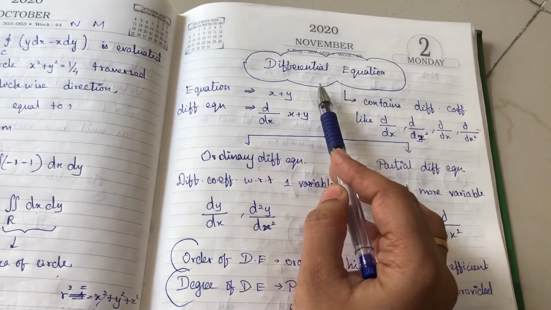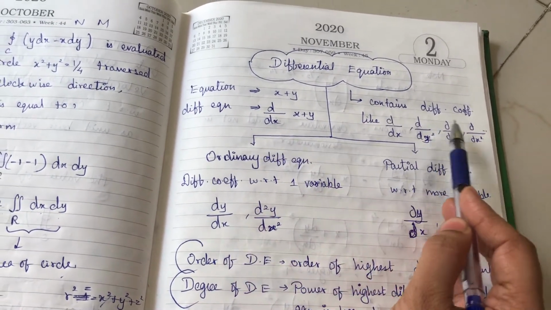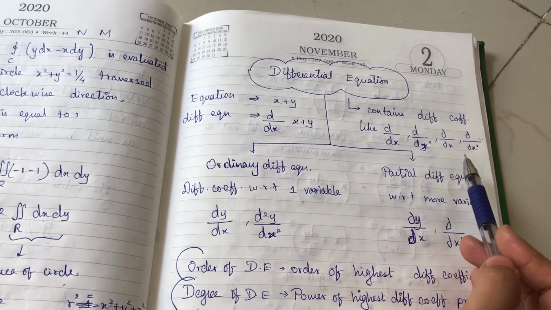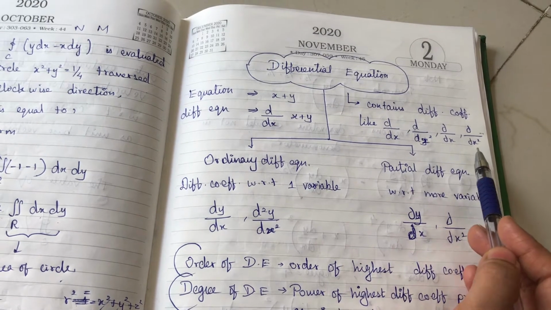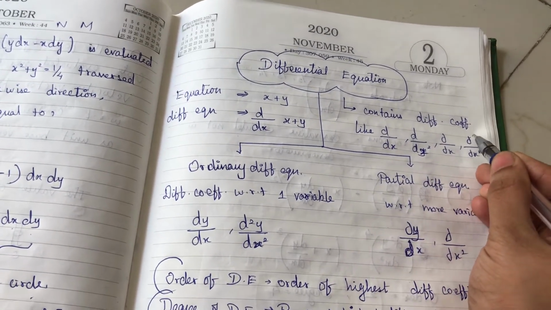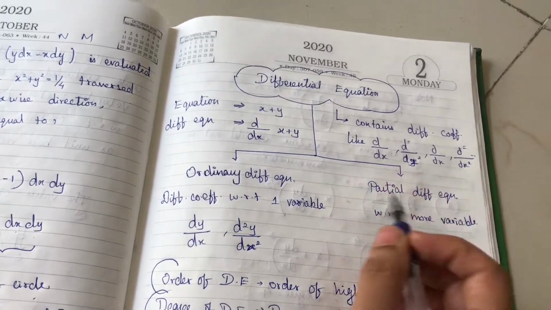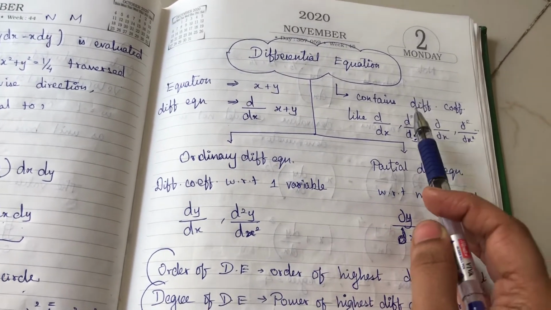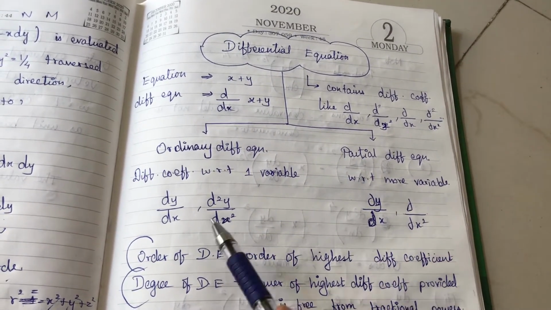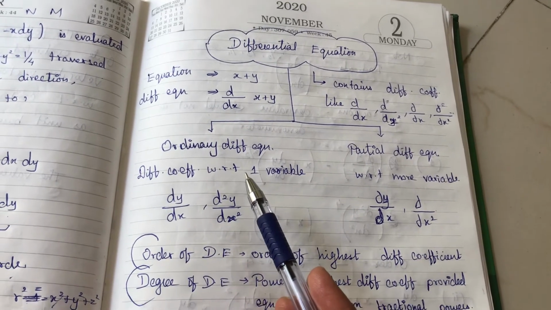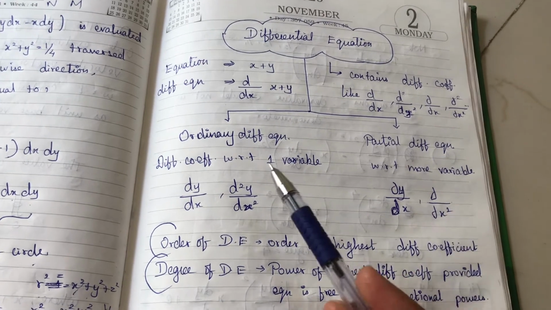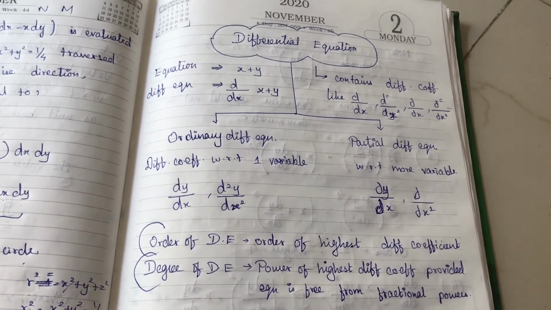So the differential equation will contain differential coefficients, that is d by dx, or else d by dy, dou by dou x, dou square by dou x square. Okay, so likewise there should be differential coefficients. So this differential equation is divided into ordinary differential equation and partial differential equation. There are two types, ordinary and partial differential equations.